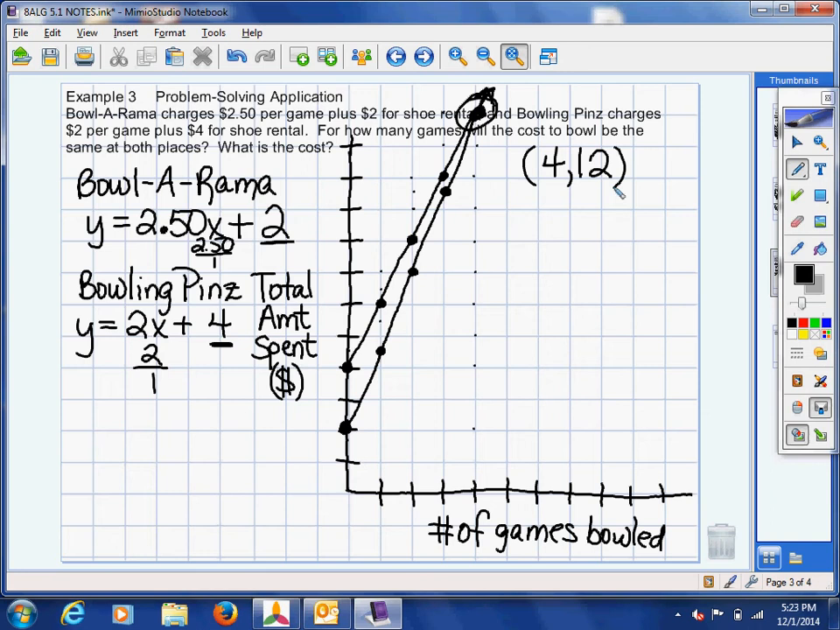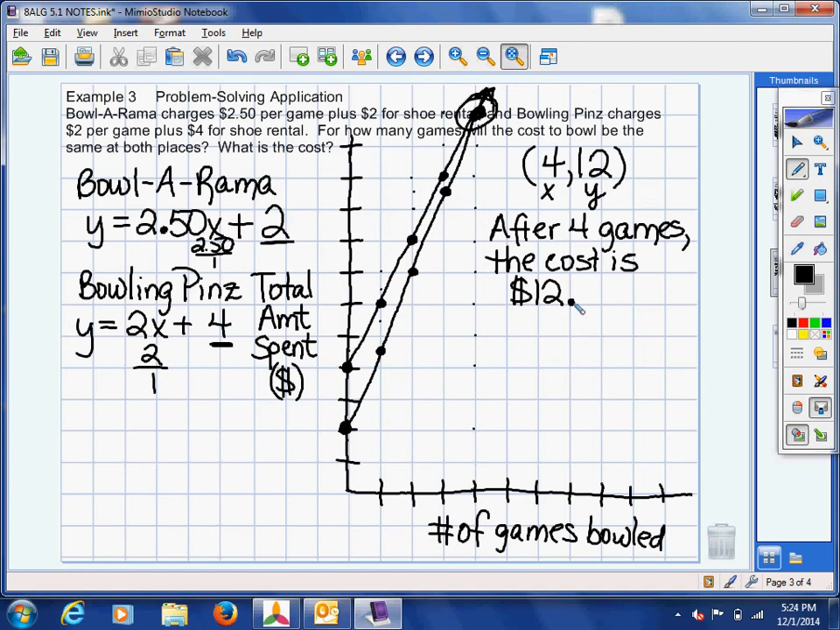Well, it tells me a lot. Remember, X is number of games. So after 4 games, the cost is, and that's your Y, Y is the total amount of money spent. So the cost is $12. That's what that tells me.